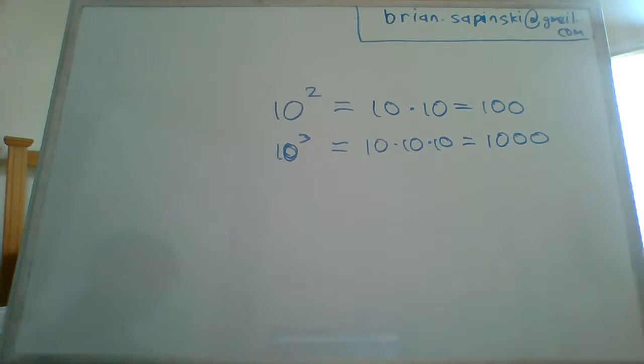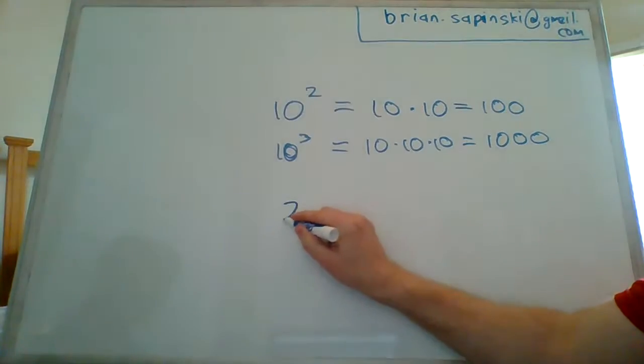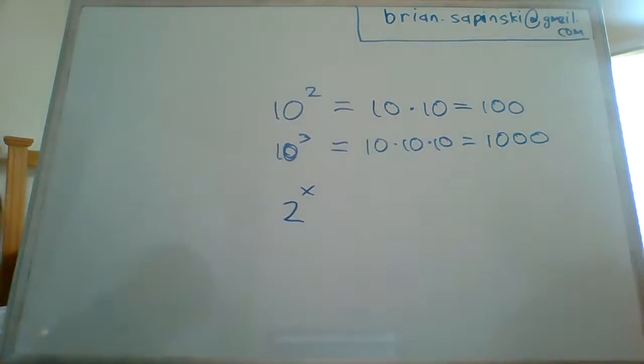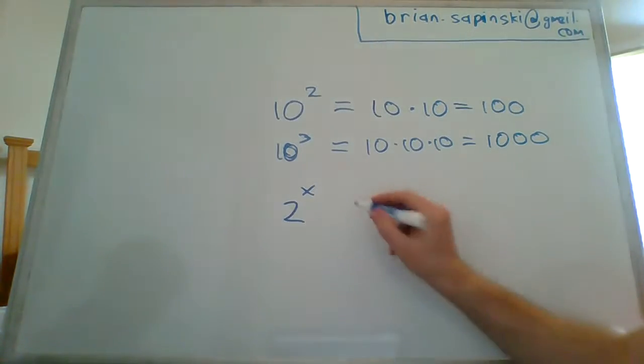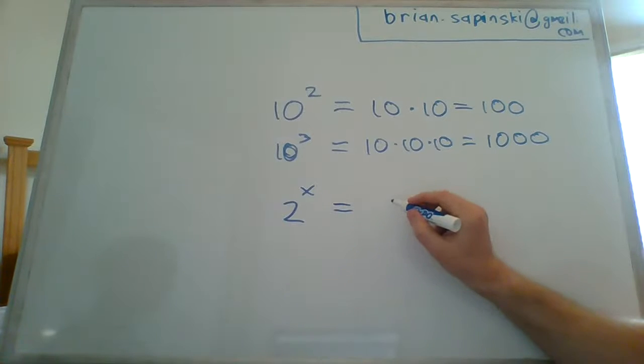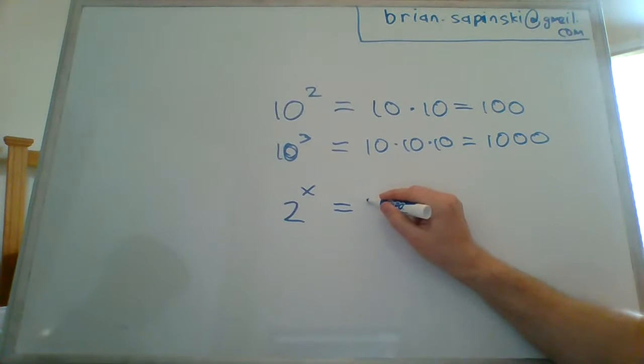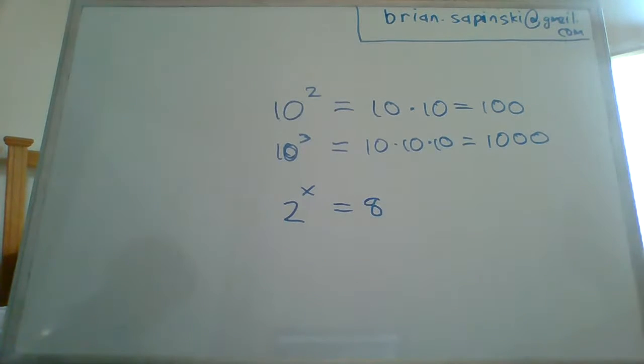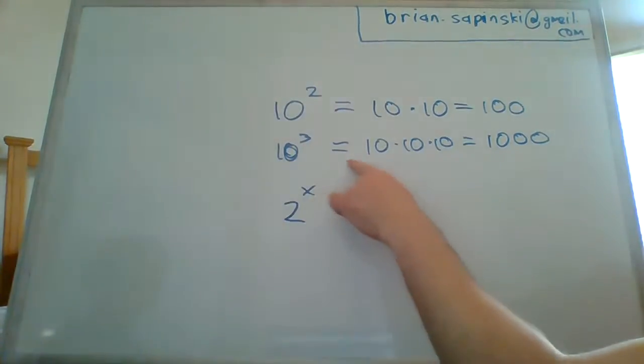Now I want to turn the tables on you a little bit. Now, what if I wanted to know this? Sorry, now I'm gonna pick another number here. Let's say I use 2, for instance. Suppose I were to tell you that I want to take the number 2, raise it to some exponent, and the result of that was, let's say, 8.